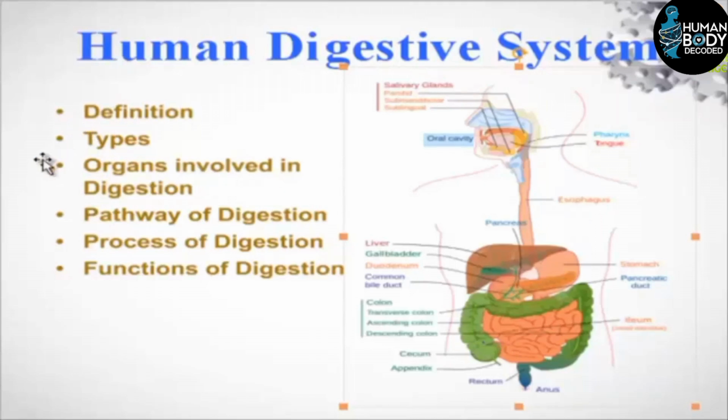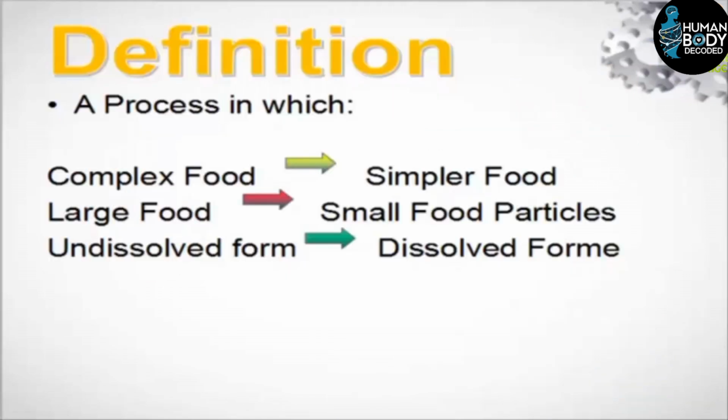After that, we will cover the organs involved in the digestive system. Next, we will look at the digestive pathway from the start of digestion to the end point of digestion. After that, we will go over the process, how digestion takes place and the processes involved. Finally, we will study the functions of digestion. Let's start by defining the digestive system.